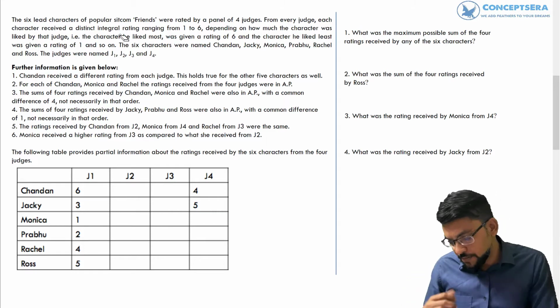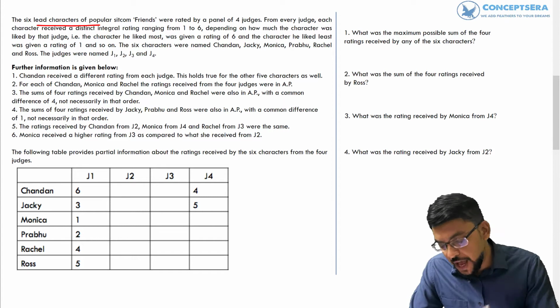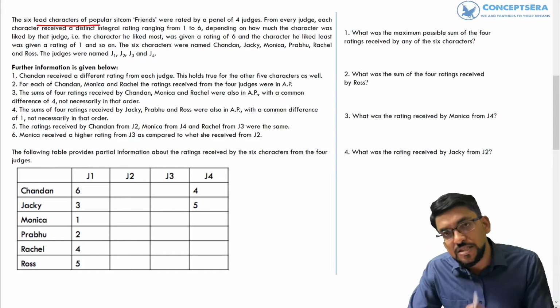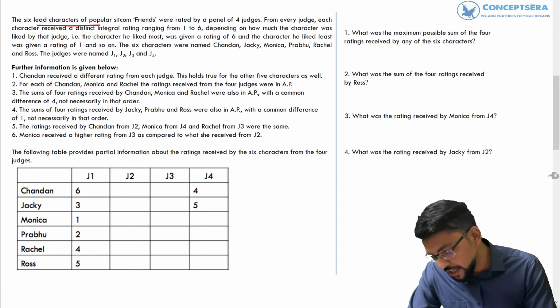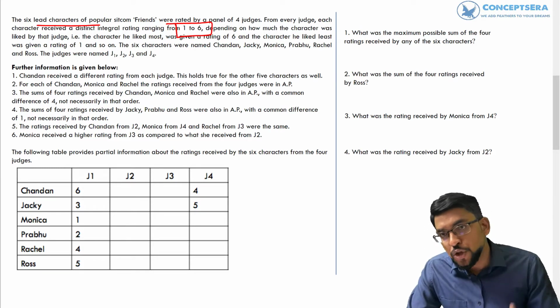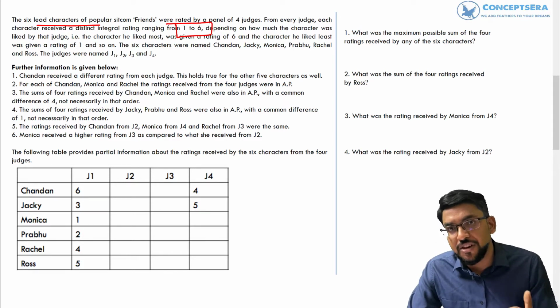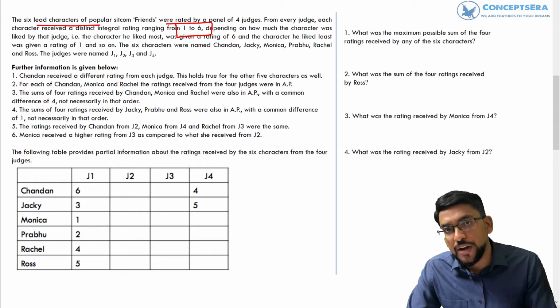First of all, 6 characters are involved here and they have been judged by 4 judges. It is given to us that these judges are rating them between 1 and 6, depending upon their performance. The person they will like the most, they will rate 6, and the person they will like the least, they will rate 1, and other numbers will definitely lie between 1 and 6.